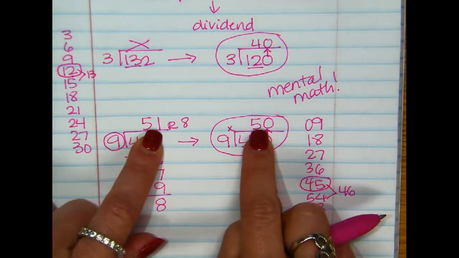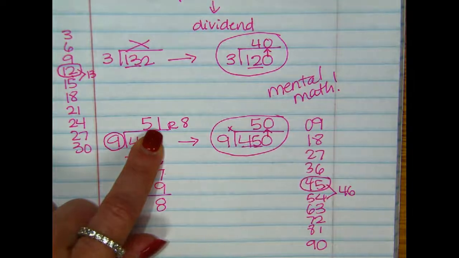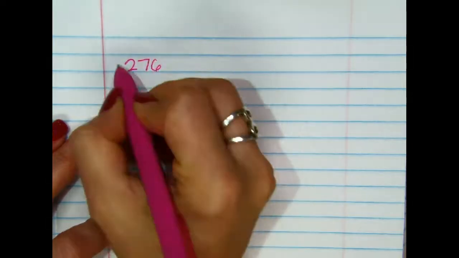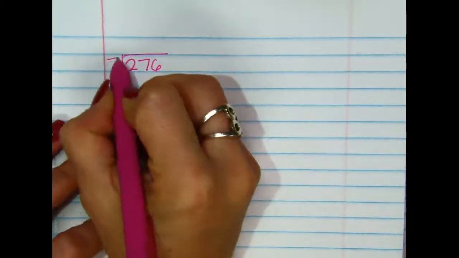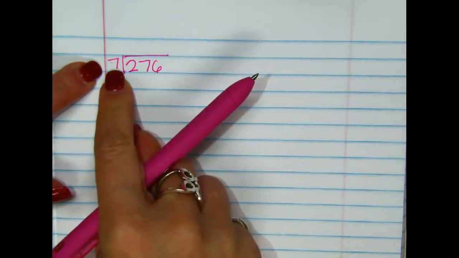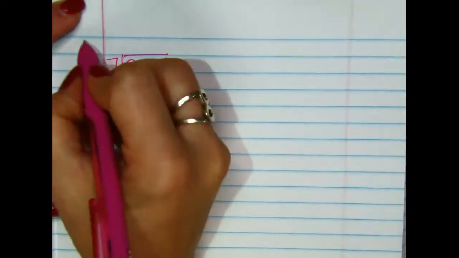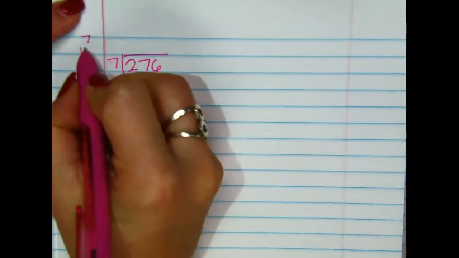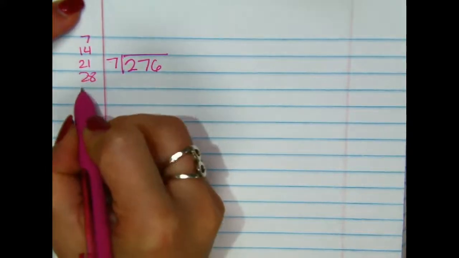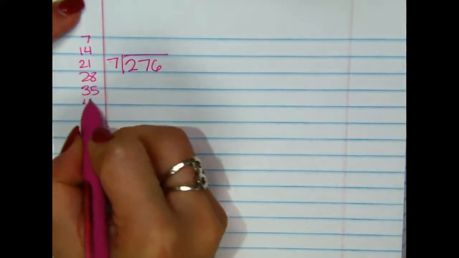So it is reasonable. We're going to work another one. Okay, are you ready for this? We're going to do 276 divided by 7. Remember, if we're dividing by 7, let's write our multiples of 7. So we have 7, 14, 21, 28, 35, 42.